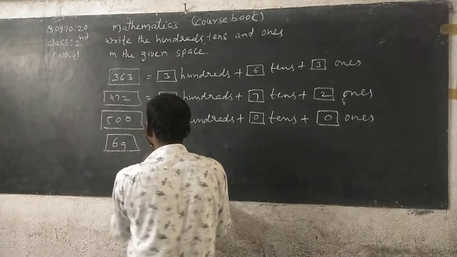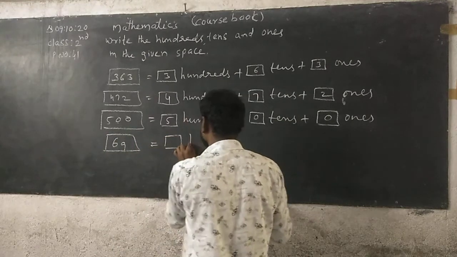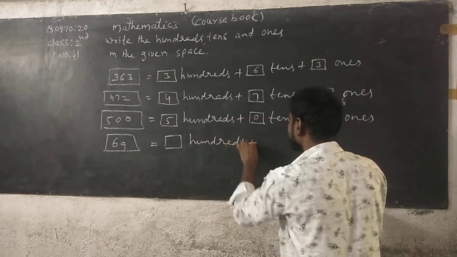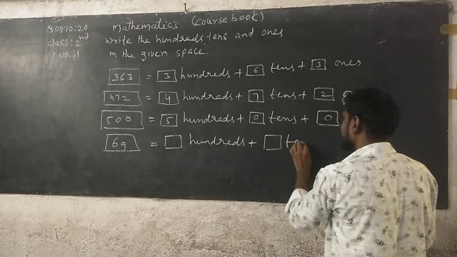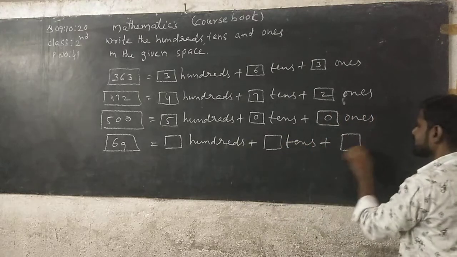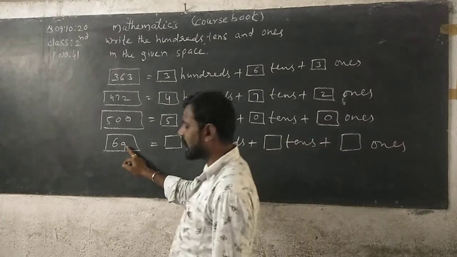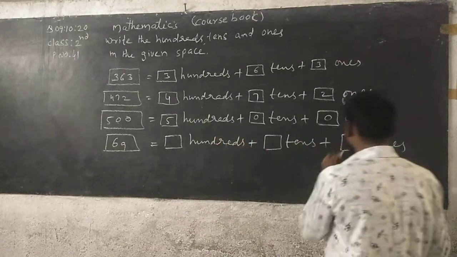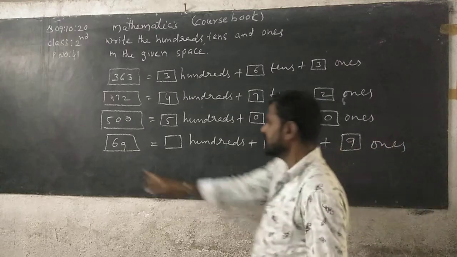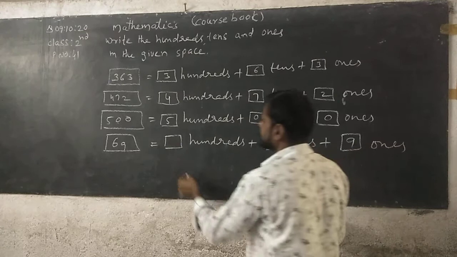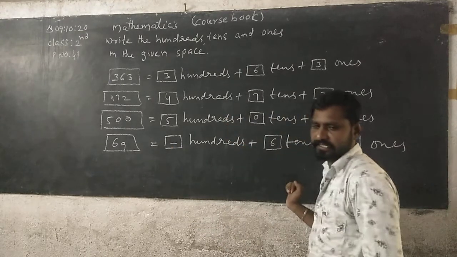So it has only 2 places, beta, ones and tens. Hundreds plus tens plus ones. You can start from ones place. Ones place which number? 9 is in ones place. You can write 9 in ones place. Next, 6 is in tens place. So in hundreds place there is no number, which means you can write dash.